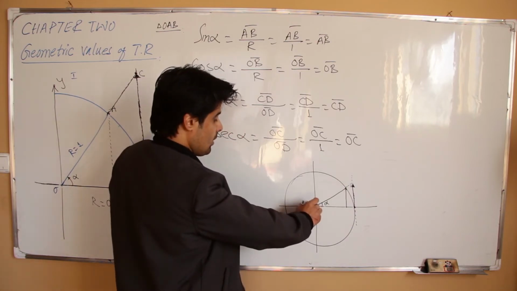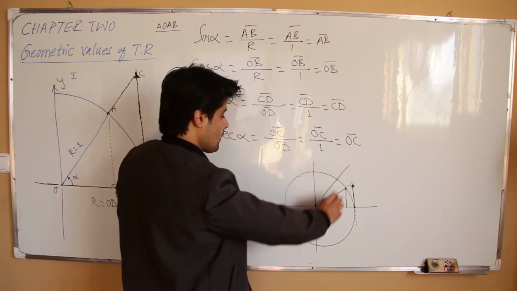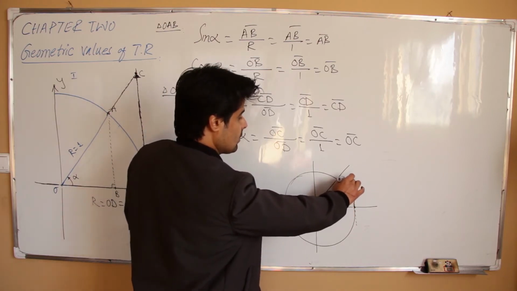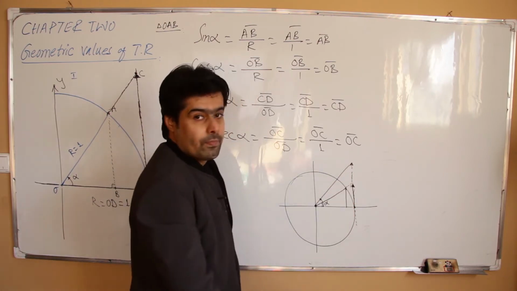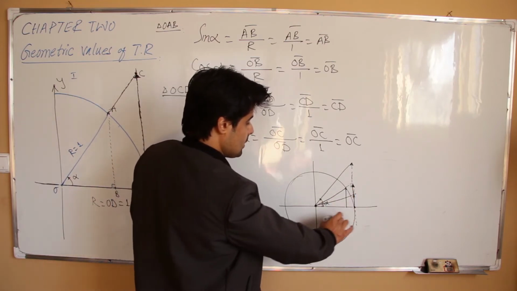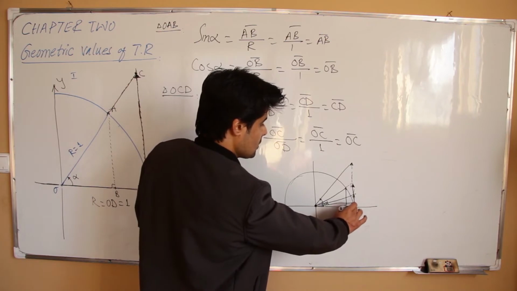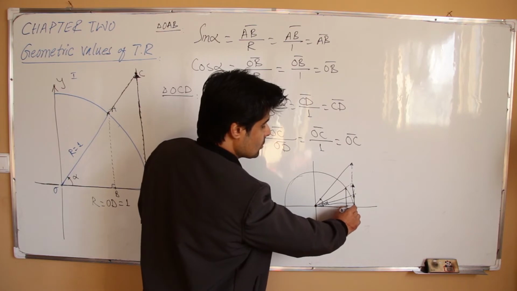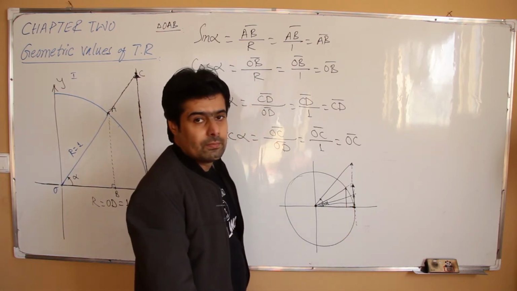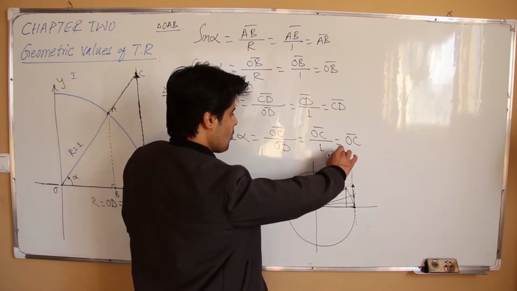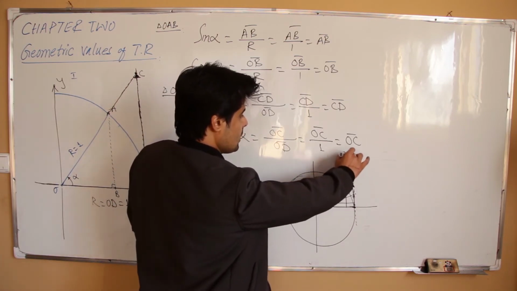Now, what do you think? If I rotate the alpha angle more, tangent is getting larger. If I rotate less, tangent is getting smaller. If I rotate nothing, I mean 0, then tangent would be 0. If you turn it more anti-clockwise, tangent is getting larger.